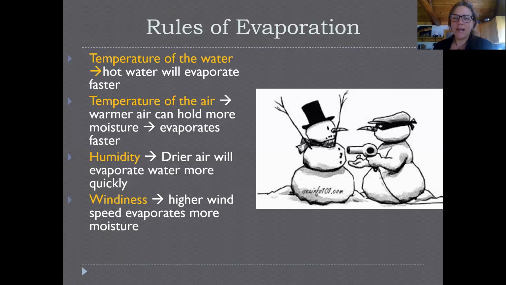So here's my little comic. We have a snowman holding up another snowman, and he has a hair dryer, right? A hair dryer is increasing the temperature of the air. It's increasing the temperature of the ice, which in this case is going to lead to melting, not evaporation, but similar concept. It's also going to increase windiness. It's going to decrease humidity. All these things are going to contribute ultimately to the demise of this water-based snowman.